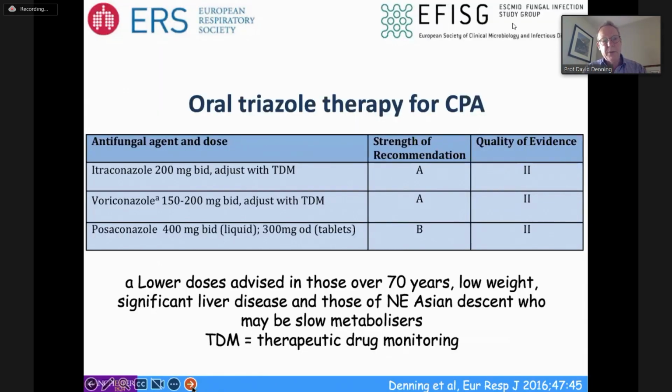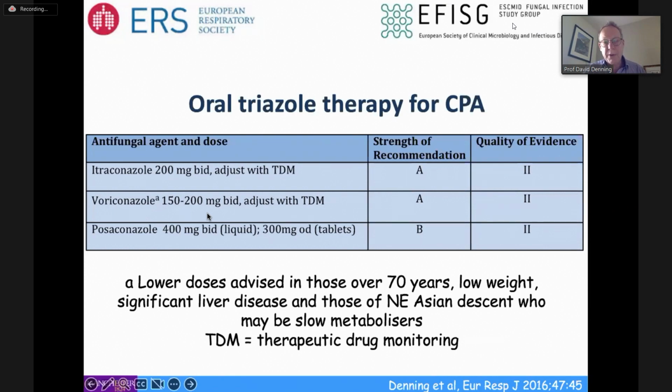So we normally treat with itraconazole, voriconazole, or posaconazole tablets these days. The data is not very strong for posaconazole, and there's only a little bit of data for isavuconazole as well. We typically use 400 milligrams a day for itraconazole. If you use less than that, they're usually subtherapeutic and it increases your risk of resistance. And then we adjust with therapeutic monitoring, and some patients only need 300 milligrams a day, and some need 500 or 600 milligrams a day.